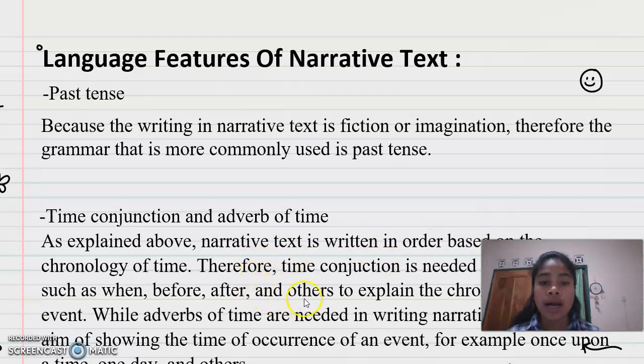So, time conjunction, the example is when, before, and after. And adverb of time is like once upon a time, one day, a long time ago. It is the example of adverb of time that we can see in narrative text.